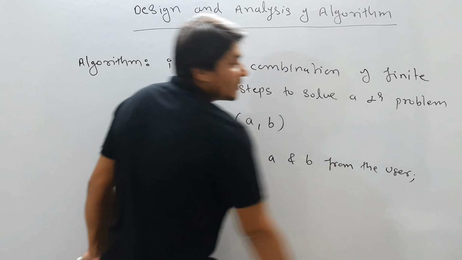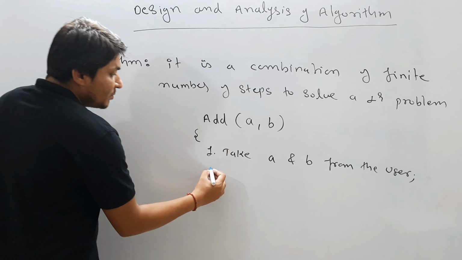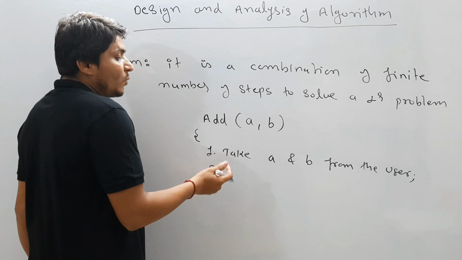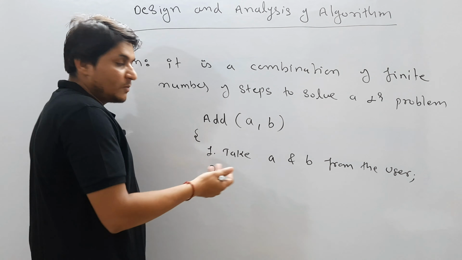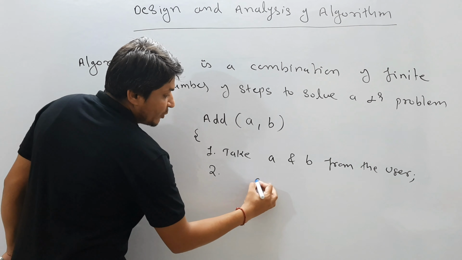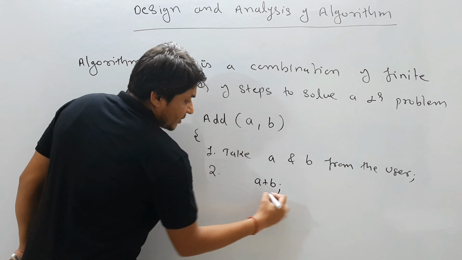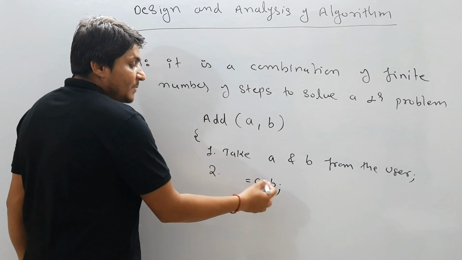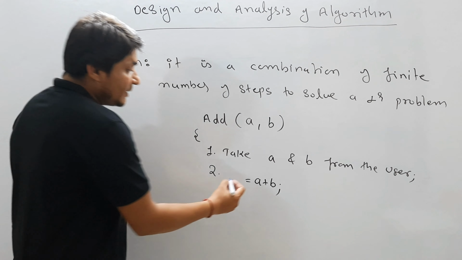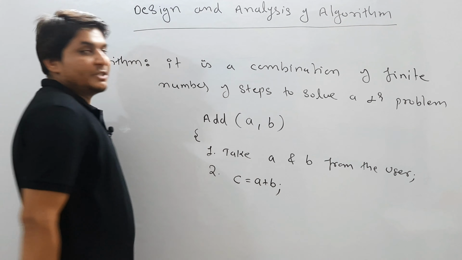So this is step number 1. Now what could be step number 2? Step number 2 means once we have the value of A and the value of B, then we can simply perform addition of those two numbers. We are going to add those two numbers, and after adding, we are going to store that result into the third variable, which is C.